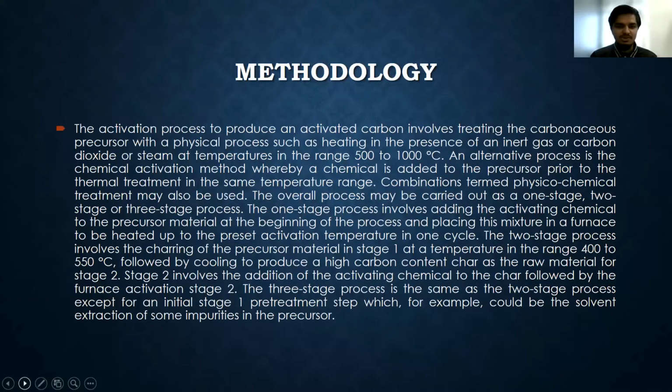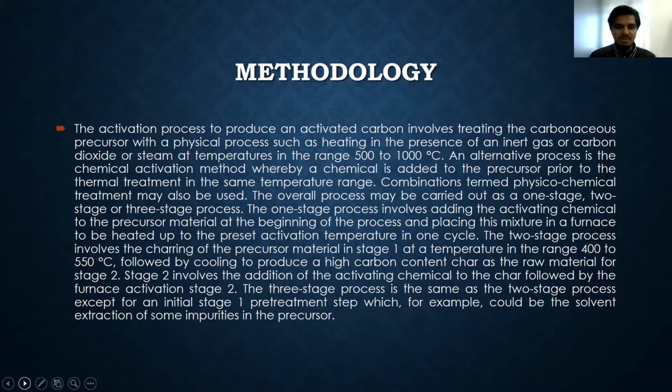So for the methodology, the activation process to produce an activated carbon involves treating the carbonaceous precursor with a physical process such as heating in the presence of an inert gas or carbon dioxide or steam at temperatures in the range of 500 to 1000 degrees Celsius. An alternative process is the chemical reaction method, whereby a chemical is added to the precursor prior to the thermal treatment in the same temperature range. Combinations termed physicochemical treatment may also be used.